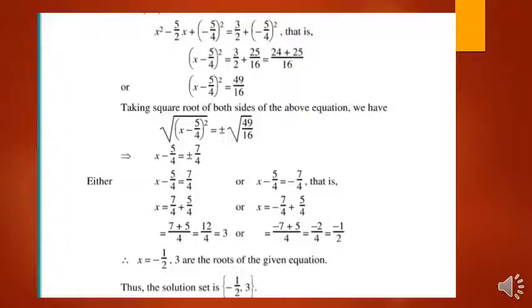It becomes again the a square minus 2ab plus b square formula, and we can simply write it as a minus b whole square, simplify the right hand side, and take the square root on both sides. It becomes x minus 5 by 4 is equal to 7 by 4, and x minus 5 by 4 is equal to minus 7 by 4, because the right hand side is plus minus 7 by 4, one plus and the other minus. When we solve them, our solution set becomes x is equal to minus 1 by 2 and 3.